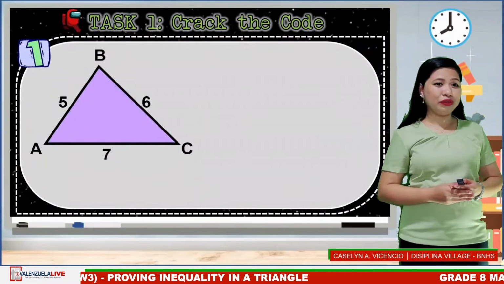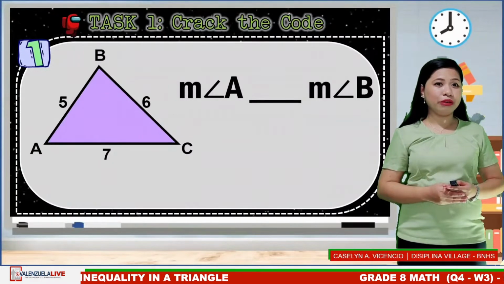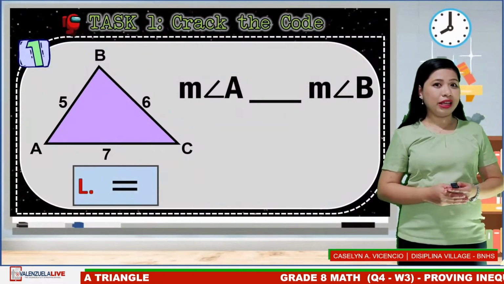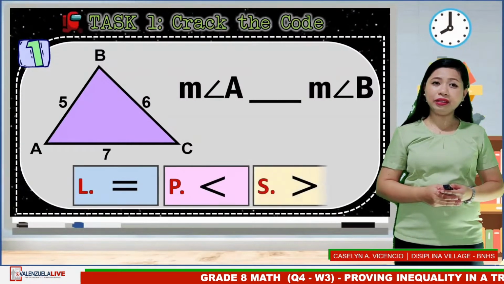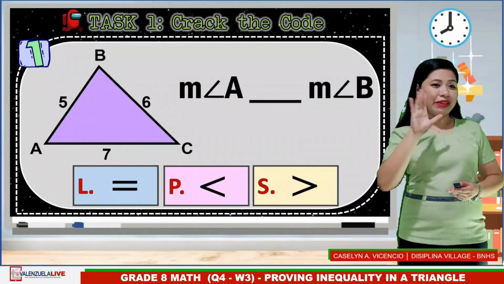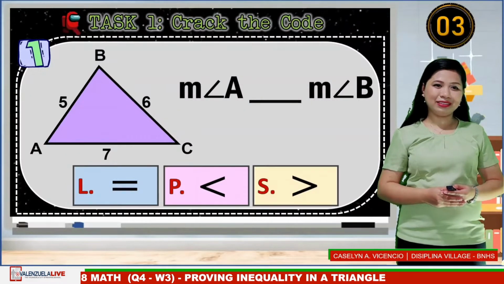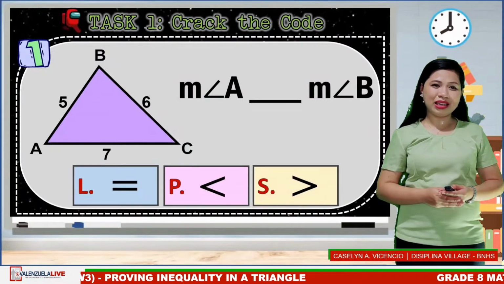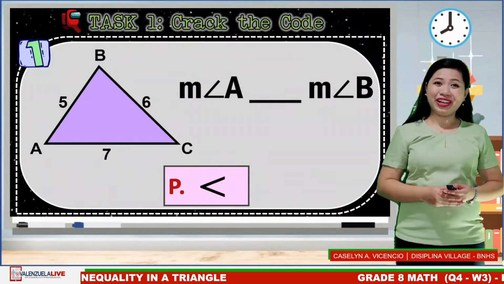Here is our first figure. How will you describe the measure of angle A and the measure of angle B? Is it letter L equal, letter P less than, or letter S greater than? 5 seconds, begin. If you type P, that is a good start.